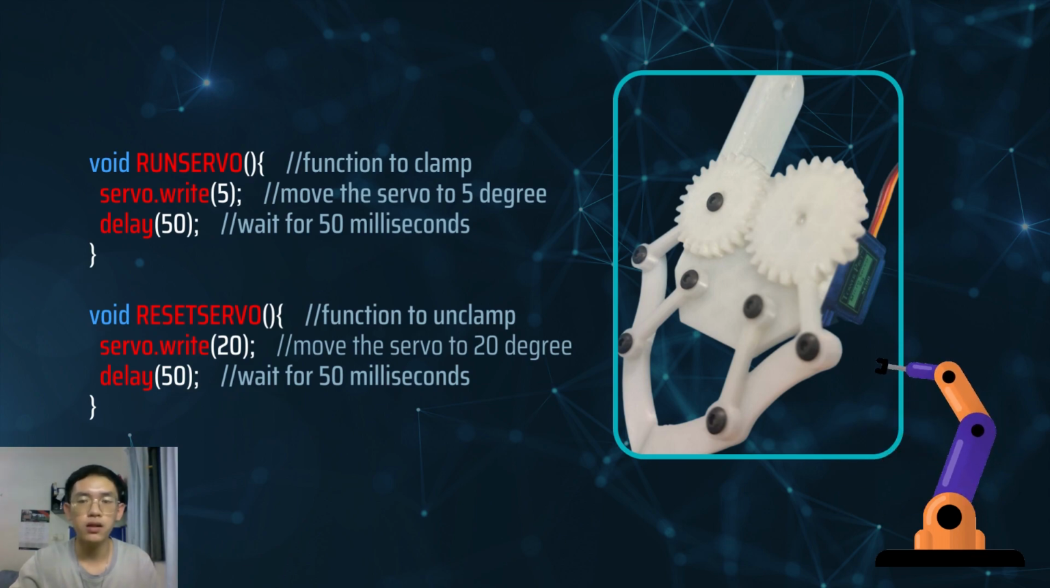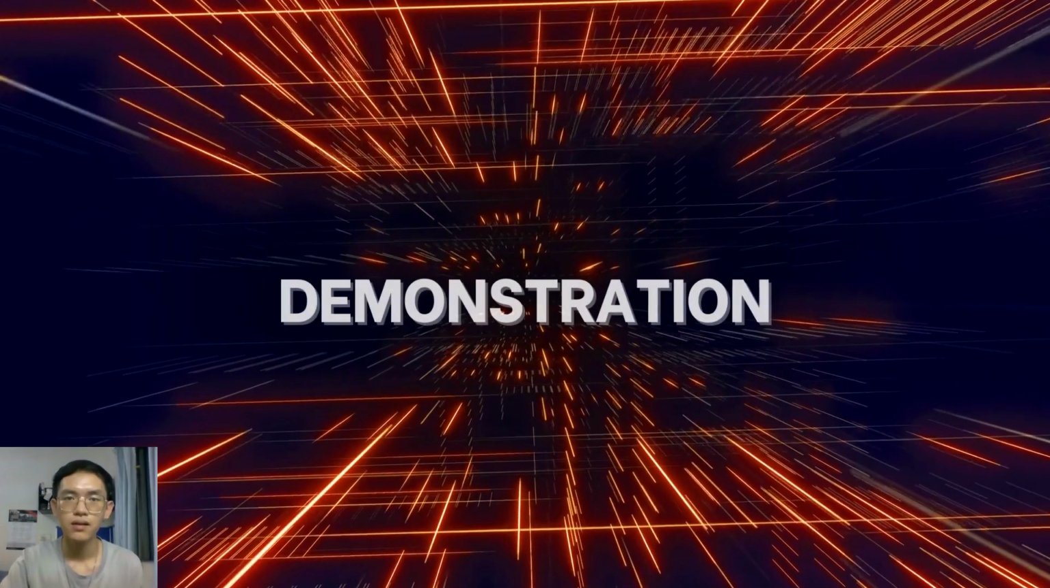The runServo function is to clamp the IV tubing when the IV bag is almost empty to stop the dripping of platelet. Servo.write moves the servo motor to an angle of 5 degrees and waits for 50 milliseconds. The resetServo is to unclamp the clamper so that the IV drip can continue. The servo motor moves to an angle of 20 degrees to open the clamper slightly and waits for 50 milliseconds. So, let's take a look at how the project works.